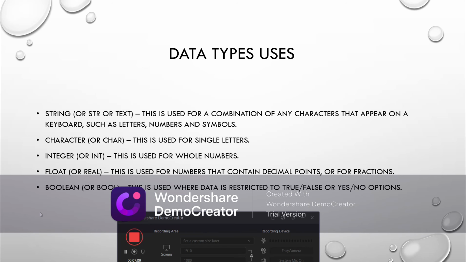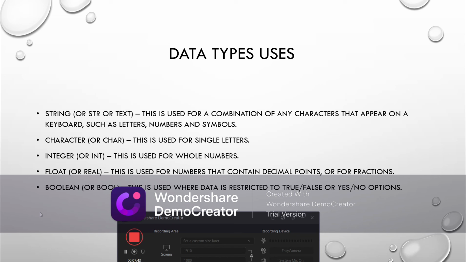Now we have float or real. This one is used for numbers that contain decimal points or for fractions. So now we can see the difference between an integer and a float. The float is used to store decimal points like 1.1, 2.2, 3.3, 4.4, 5.5, right? Right. So boolean or bool.